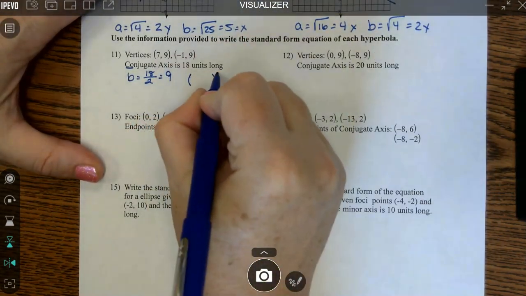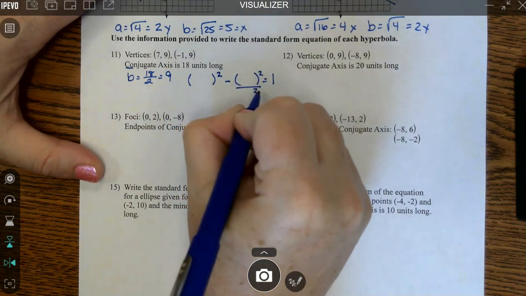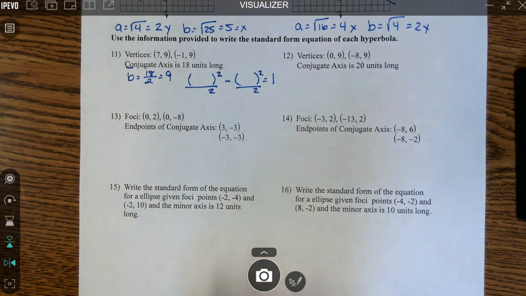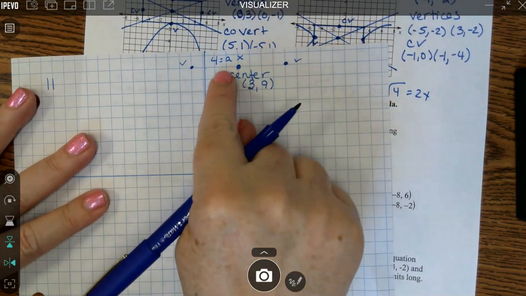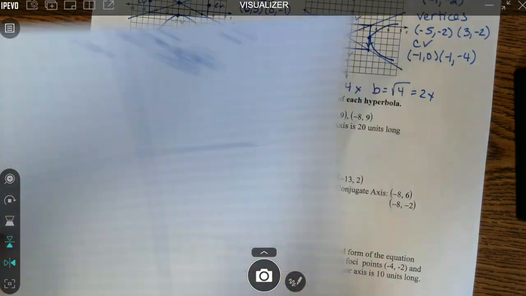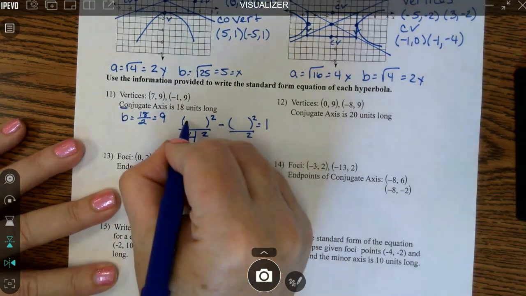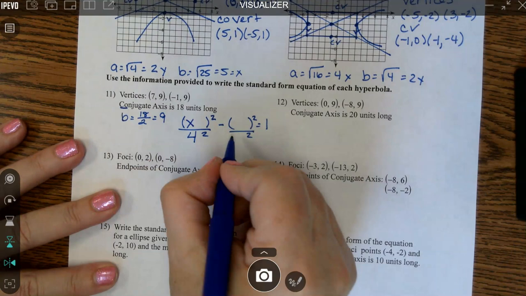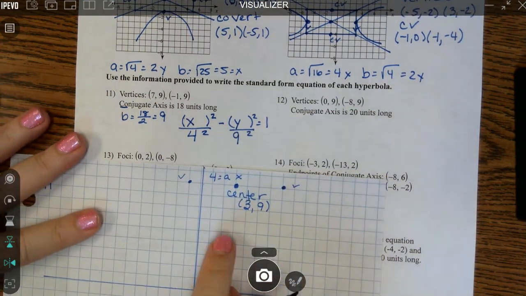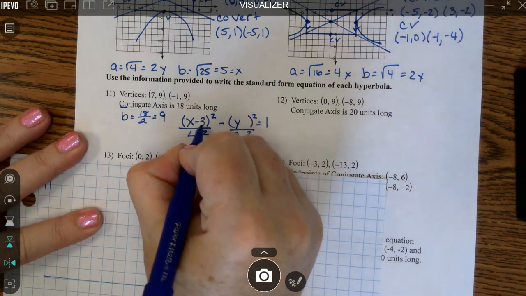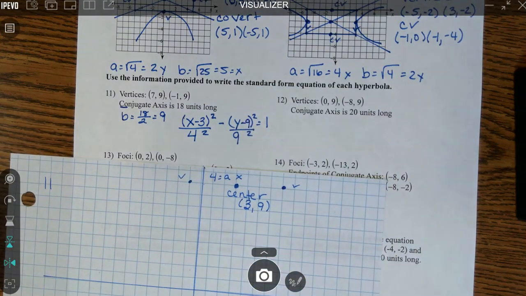So here we go. a always goes first. So we know a is 4, and it goes with x. So I'm going to put 4 here because a is first, and then it goes with the x value. That means 9 is over here with y. Now I'm just going to pick up my ordered pair. It's +3, so we're going to write it as -3, and then -9. And we're done.